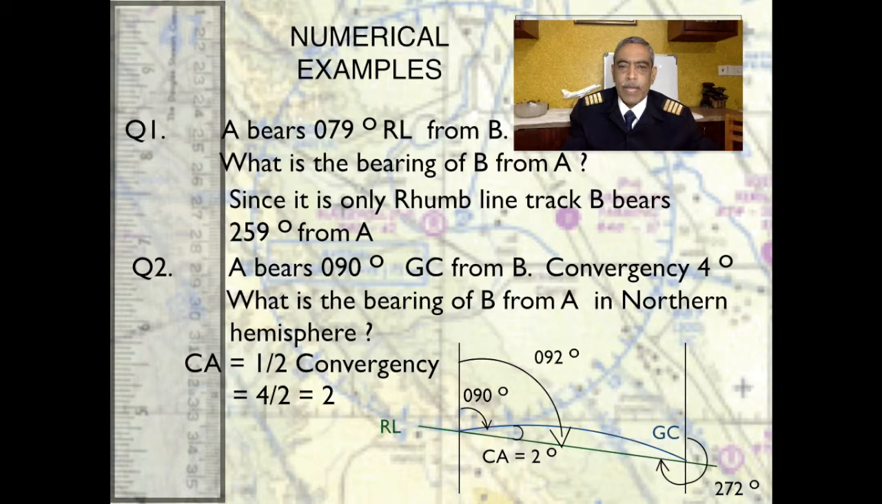And if you want to find the great circle track between B and A, then it is going to be 2 more degrees from 272, that is 274, because the great circle track lies accordingly in the northern hemisphere. Have a look at this very carefully for another few seconds so that you will be able to understand clearly.